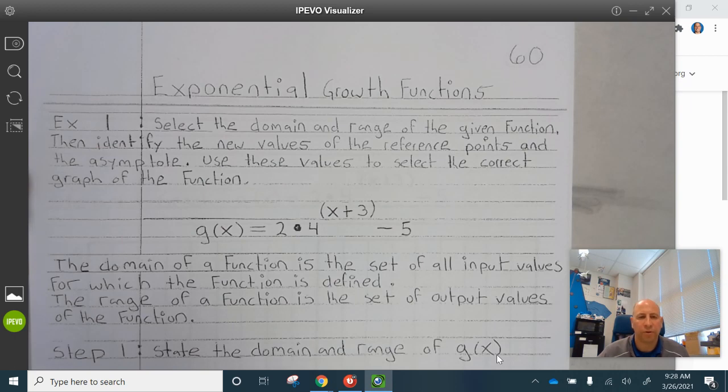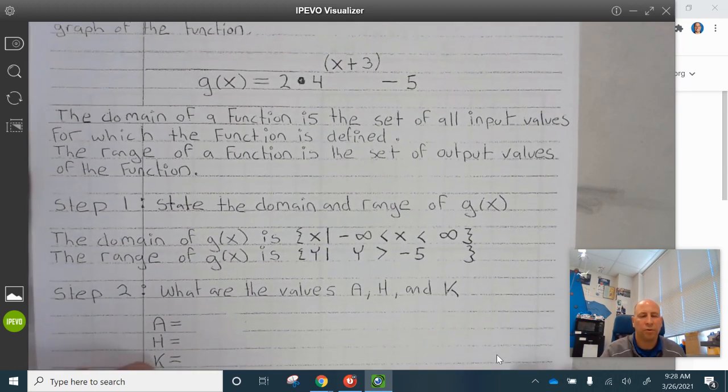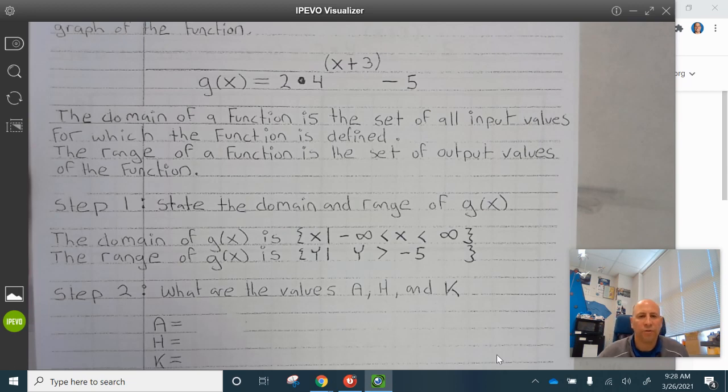So g of x equals 2 times 4 to the x plus 3 minus 5. The domain of the function is the set of all input values for which the function is defined. The range of a function is the set of output values of the function. Step 1: State the domain and range of g of x. The domain of g of x is x such that negative infinity is less than x less than infinity. The range of g of x is y such that y is greater than negative 5.